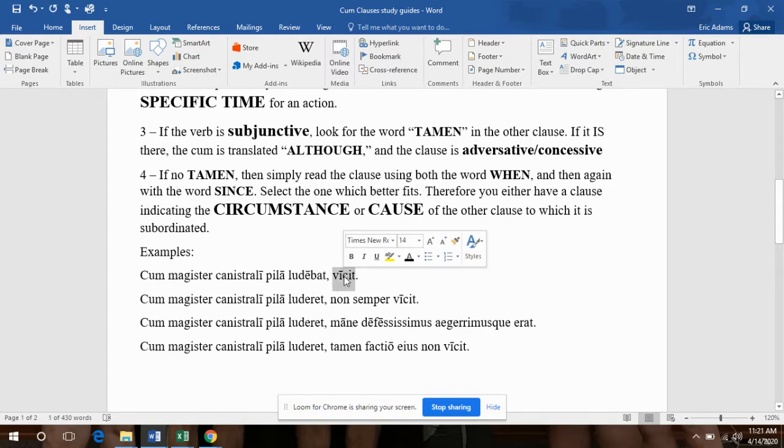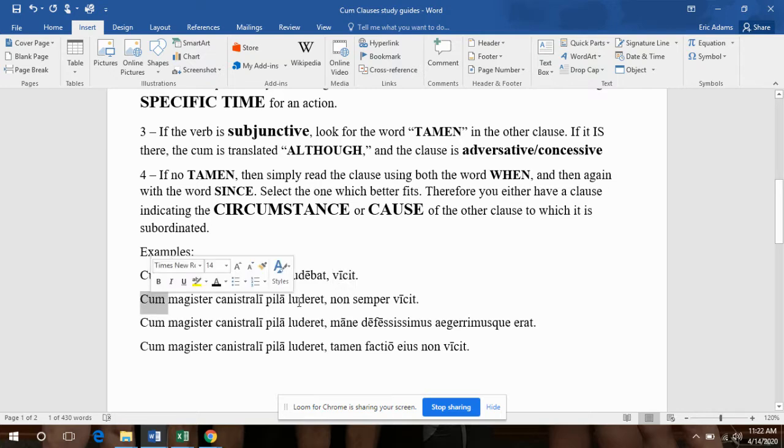Even though Sinister, I think we've all seen the footage, stretched out as desperately as he could to try and block the shot, it was to no avail. But I digress. Let's not talk about that. We're all familiar with the footage. Nevertheless, because it is indicative, it is going to indicate that at that specific time, when the teacher was playing basketball, he won. Let's look at the second one.